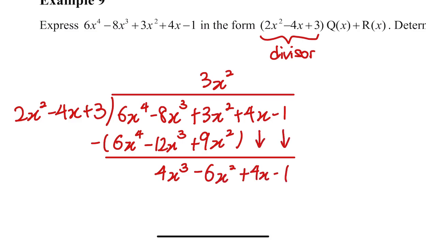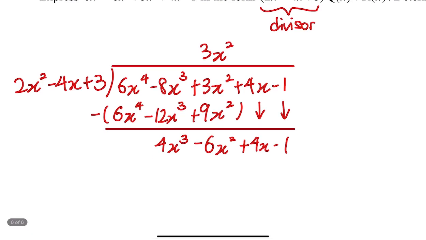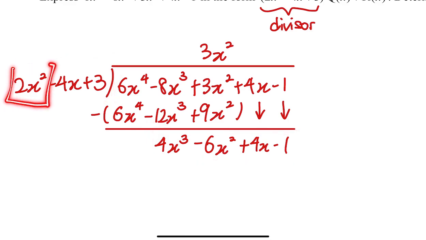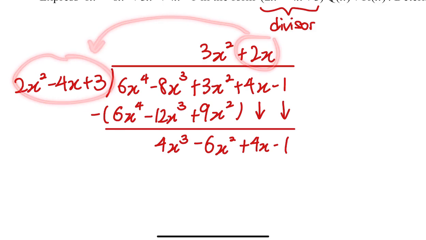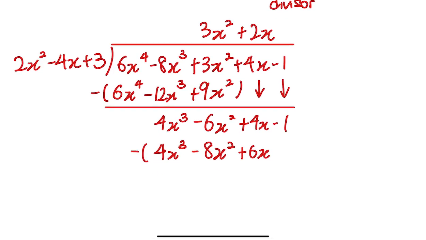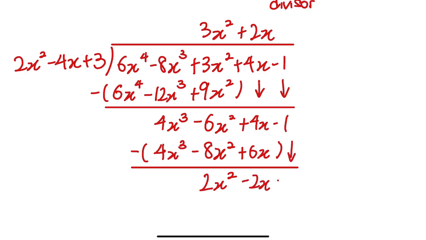Plus 4x minus 1. Next, I check the remainder: can I still divide by the divisor? The answer is yes. What can I multiply by 2x^2 to get 4x^3? Plus 2x. Multiplying 2x by the entire divisor gives 4x^3 minus 8x^2 plus 6x. Subtracting everything, I get 2x^2, then 4x minus 6x gives minus 2x. Then bring down minus 1.